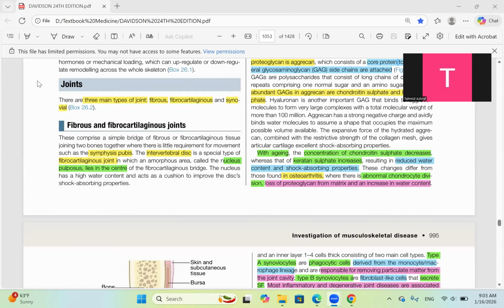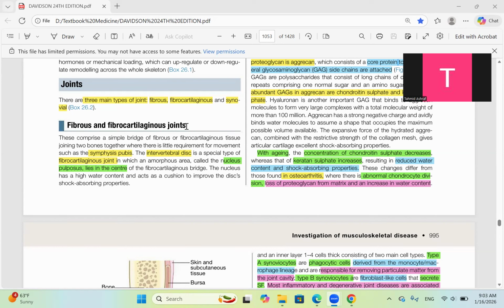According to this textbook, Davidson's Principles and Practice of Medicine, there are three main types of joint: fibrous joint, fibrocartilaginous joint, and synovial joint. Let me say it again so that you can memorize it easily. Fibrous, fibrocartilaginous, and synovial joint.